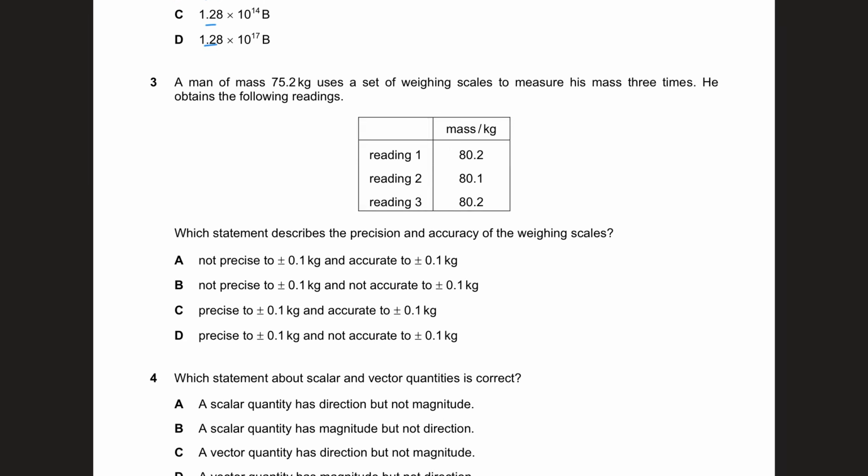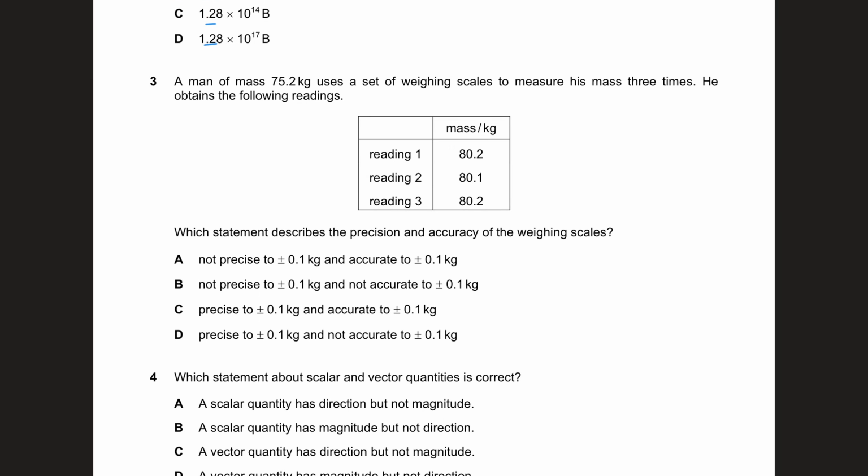Question 3 says a man of mass 75.2 kilogram uses a set of weighing scales to measure his mass 3 times. He obtains the following readings. Which statement describes the precision and accuracy of the weighing scale? So what is precision? Precision is basically the readings being close to each other. That's precise. Accuracy basically is how close the readings are to the true value. The true value in this case is 75.2 kilograms.